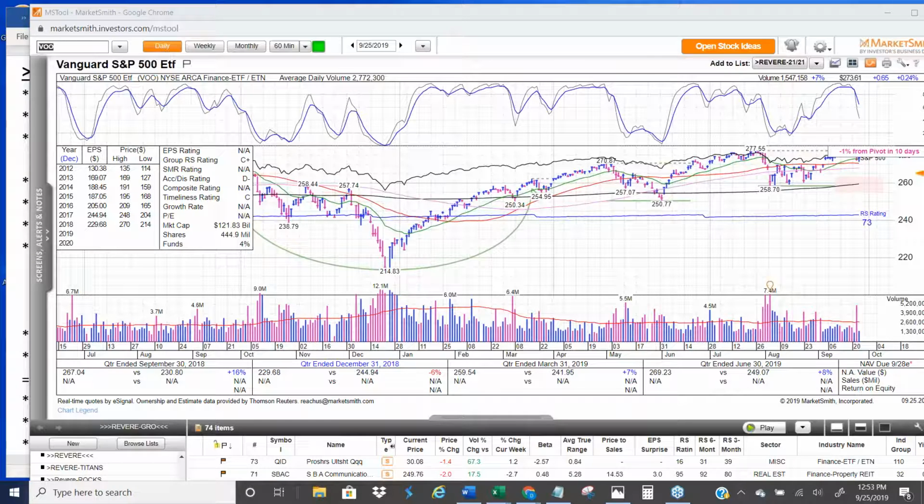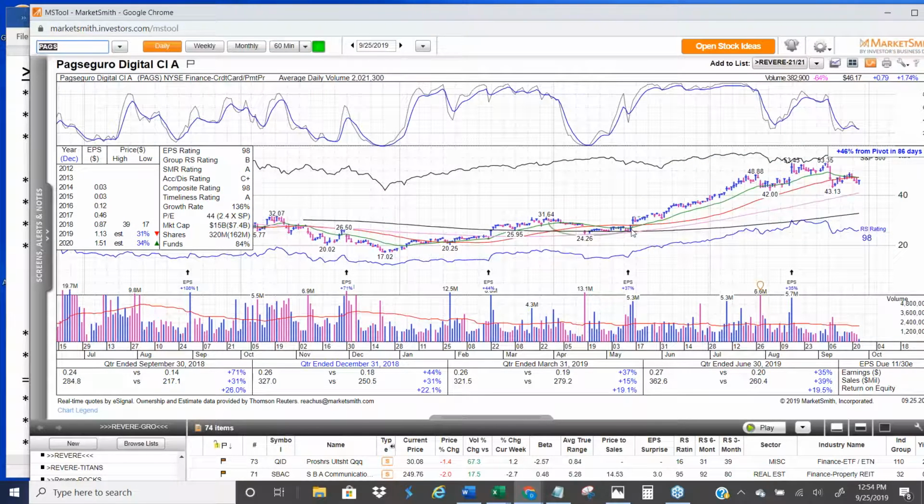Let's see, PAGS, no base. Let's take a look at PAGS. Yeah, this had a nice run out of this gap up out of a stage 1 base. If the market's working, gaps out of stage 1 bases are at the top of my list of things to buy. This had a nice run from 32 all the way up to 48. So that's a 50% run in less than 3 months. Some give back is natural to happen.